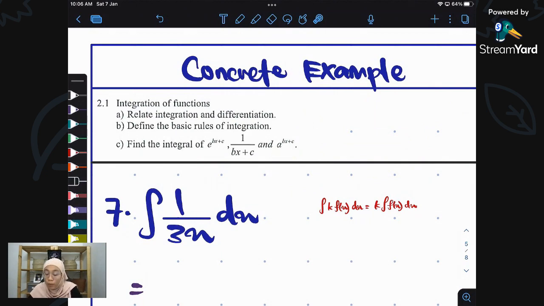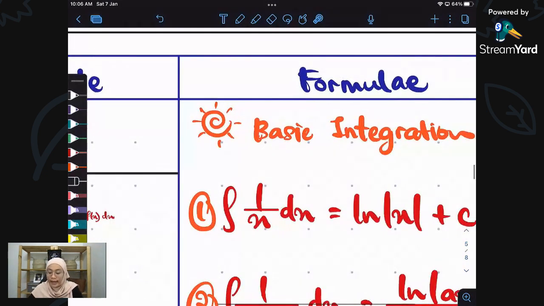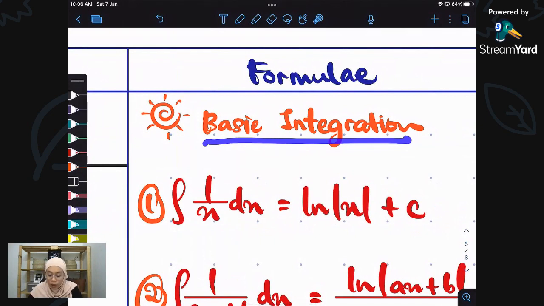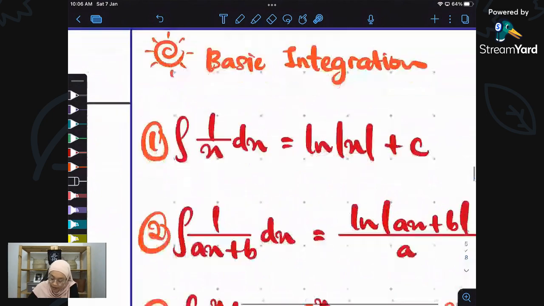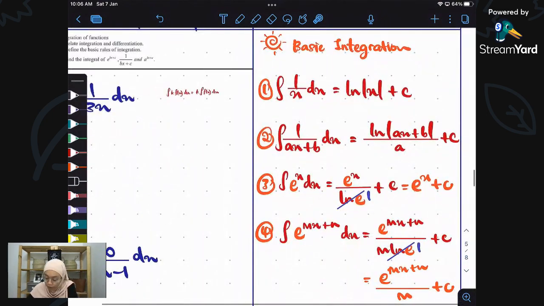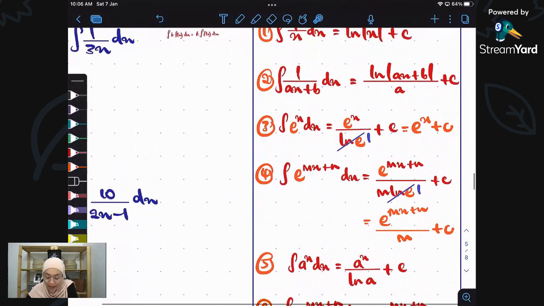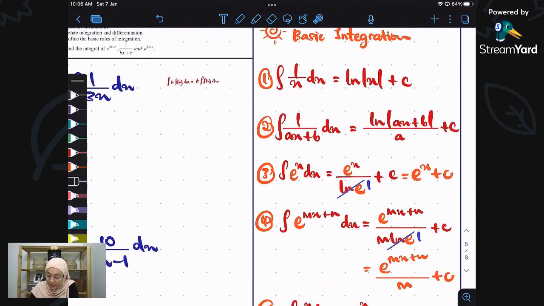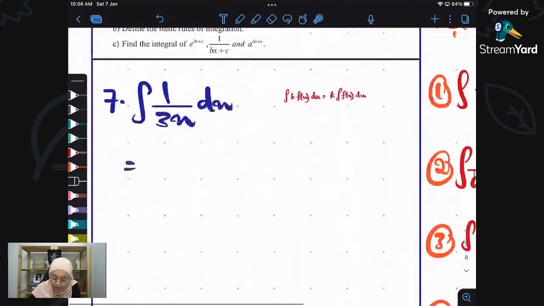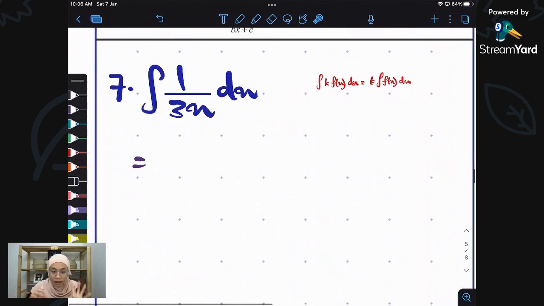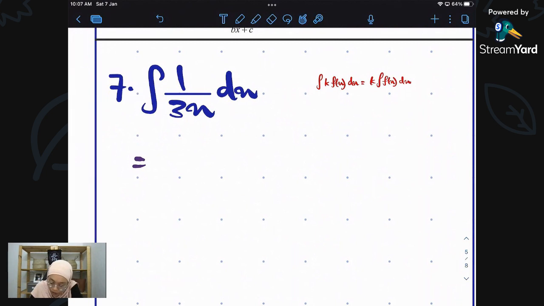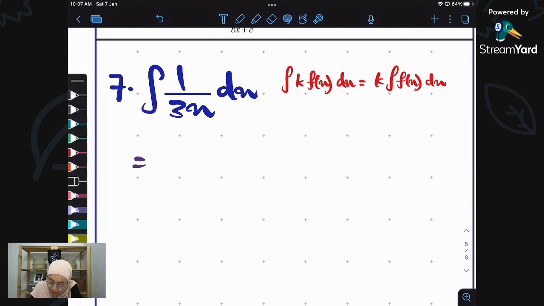And so what formula do we use? We are still at the basic integrations, or I call it the basic rules of integration. Okay, so there are four, five, six formulas there in my notes. I don't really want to go into the formulas in too much detail, but I will focus on the concrete example first, and then I refer to the formula. That is my style. Okay, so before we go to the formula, let's simplify the question.